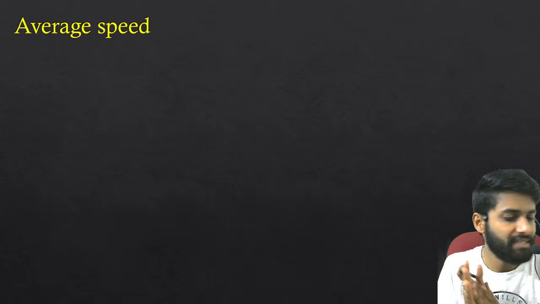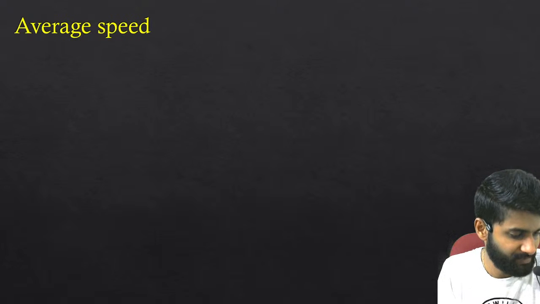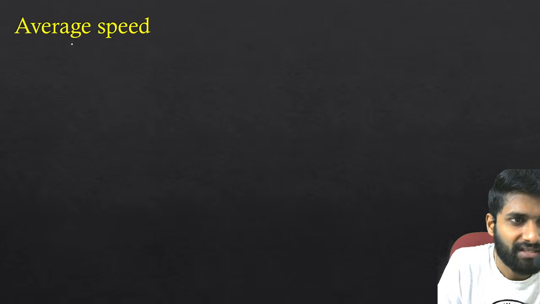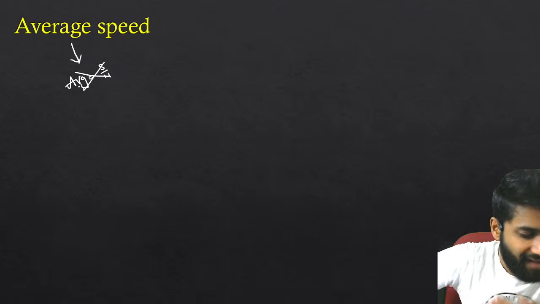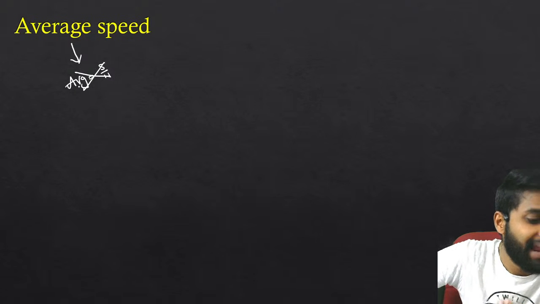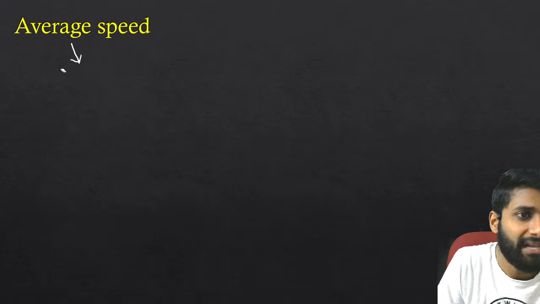Now, what is the average speed? The next concept, the fourth concept, deals with average speed. See, most students consider average speed like average is equal to sum by number. This is completely wrong. Average is completely different from average speed. What is the meaning of average speed?